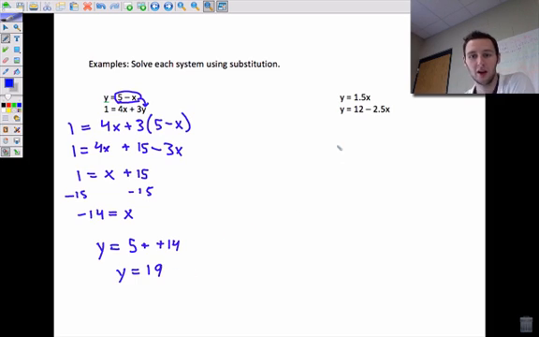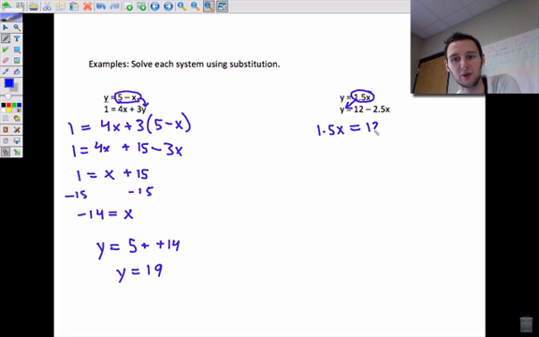All right. Over here, we have y isolated in both cases. So we can take either one of these and substitute in to the other expression. So I'm going to choose this one, and I'm going to sub this into the other equation rather. So y is equal to 1.5x. So instead of writing a y there, I'm just going to write a 1.5x. That's equal to 12 minus 2.5x. So now I just go through and solve.